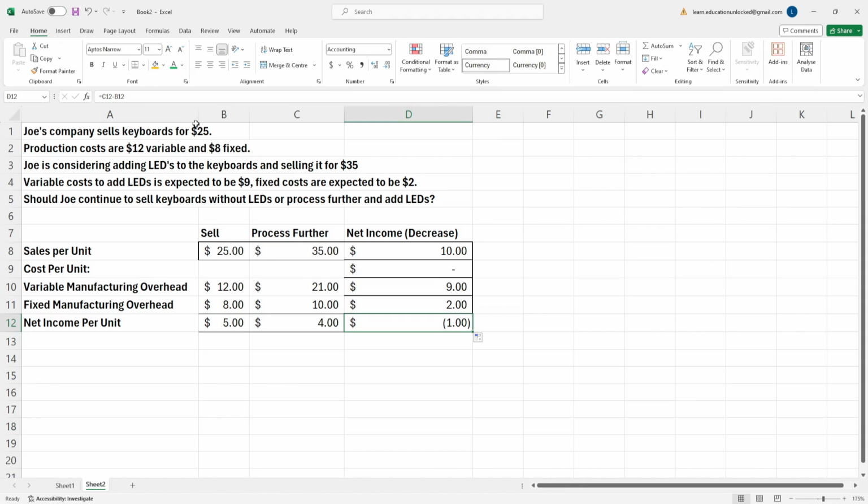So this is pretty much our answer. And this tells us that we should not process further. We should just sell it the way it is without adding LEDs, because if we do process further, we'll be losing $1.